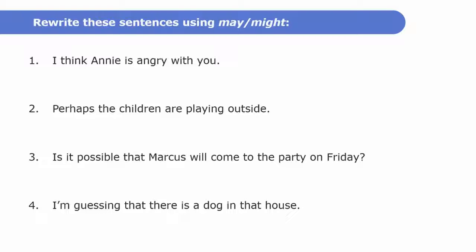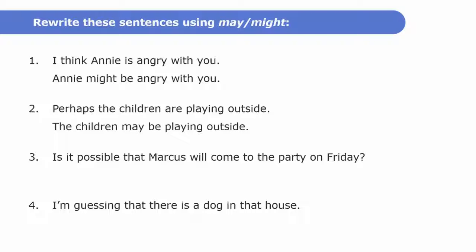Number 1 is, I think Annie is angry with you. The correct answer is, Annie might be angry with you, or Annie may be angry with you. You can use may or might. Number 2, perhaps the children are playing outside. The correct answer to this is, the children may be or might be playing outside.